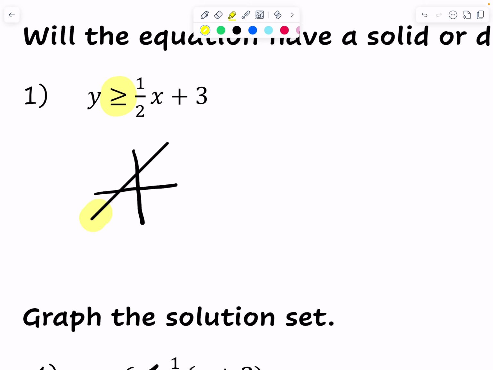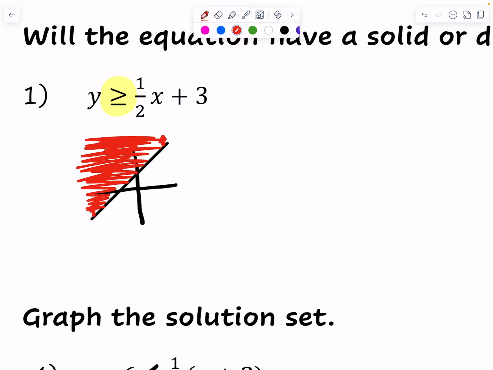Okay, so I'm going to try to highlight this here. Y is going to be greater than that line there. So if it's greater than, then that means that we are going to be shading above the line 1/2 x plus 3. So everything that we're going to shade is going to be in this area.